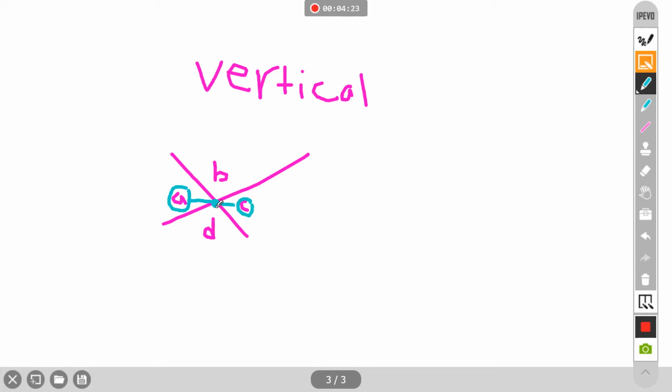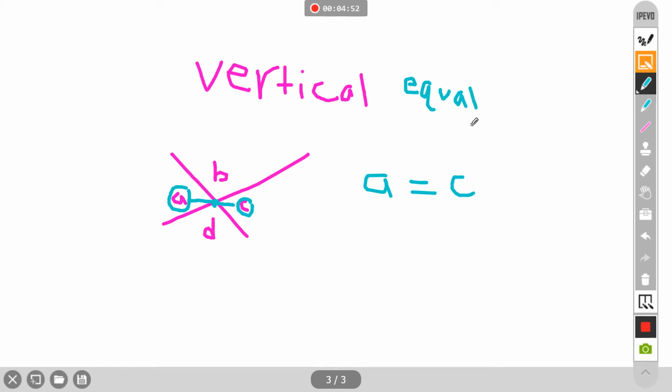Notice that I did not curve. It did not turn left. It did not turn right. It looks straight ahead past that vertex to the next angle. That's a vertical angle relationship. So angle A is equal to angle C because vertical angles are equal in measurement. They are equal to each other. Okay, so vertical means congruent.